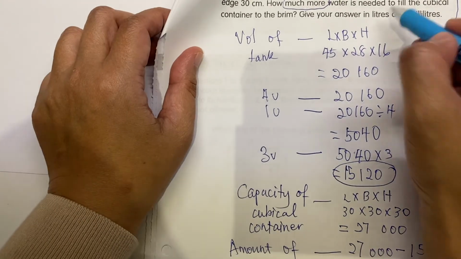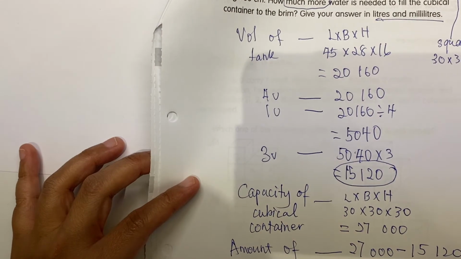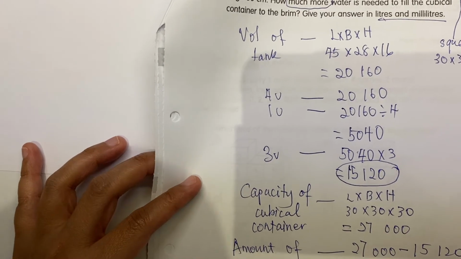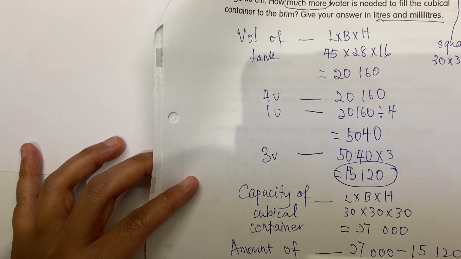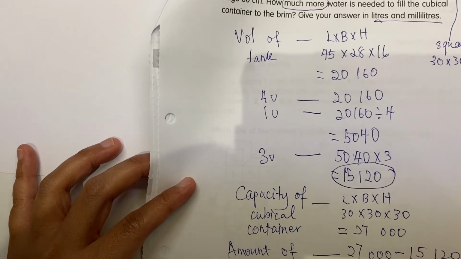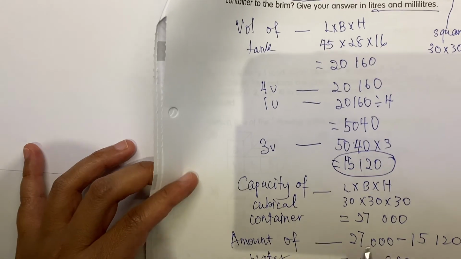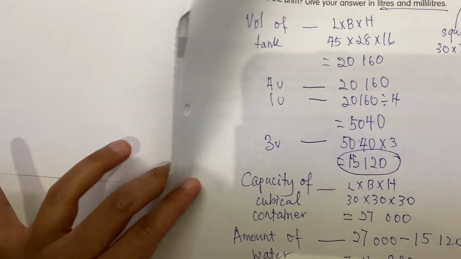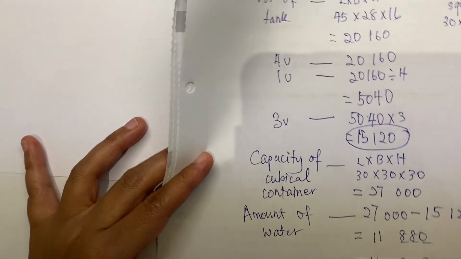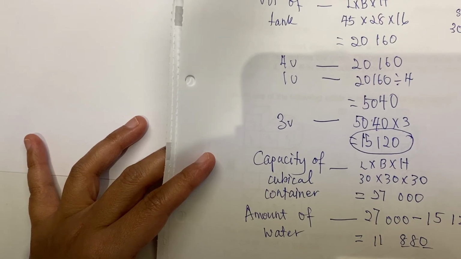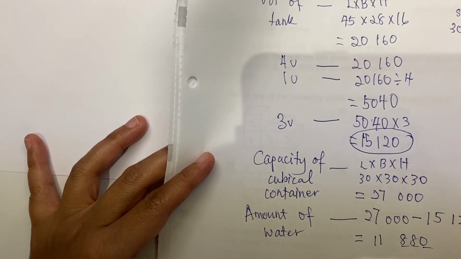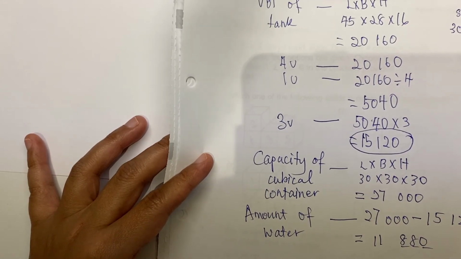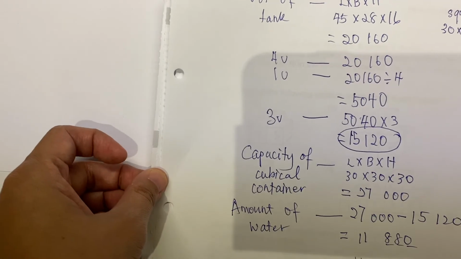Okay, now they want the answer. Give your answer in liters and milliliters. So all you need to do is, okay, so they want liter and milliliter. So all you need to do is to take liter, ml, 1, 2, 3, 0, 8, 8, 11 liter. Okay, so how much more water is needed? So 11 liter, 880 ml of water is needed. That's your answer. Is everybody okay?